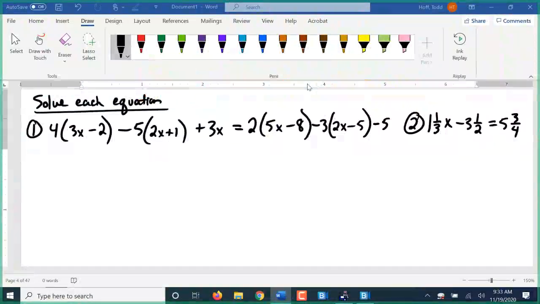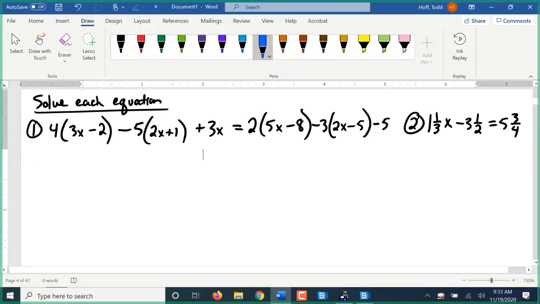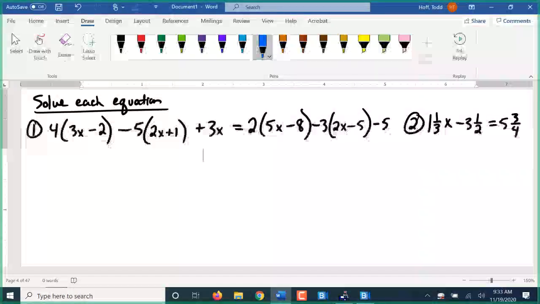So for the first one here, we have to combine what we can on each side. We're going to start out on the left side over here. Whenever we see parentheses, it should scream at us to do something there first. There's a couple set of parentheses on the left side, so we're going to work left to right.